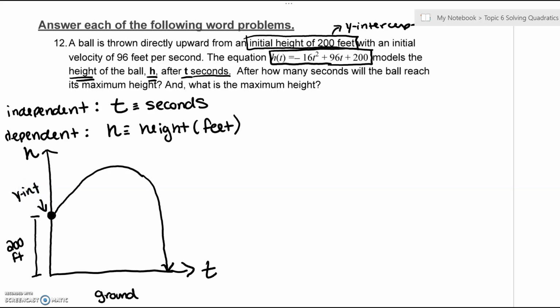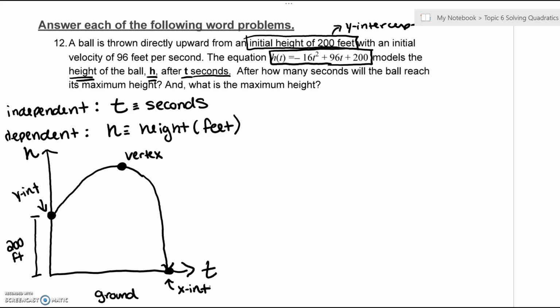Let's label some other key points. Right here at its maximum height, the highest that it gets, we know that this is going to be the vertex, and we know that where it hits the t-axis or the x-axis has to be an x-intercept. And labeling these can help me to decipher what this word problem is saying.